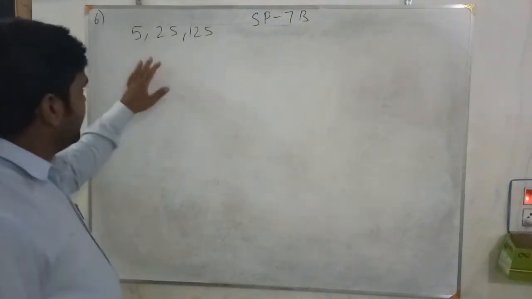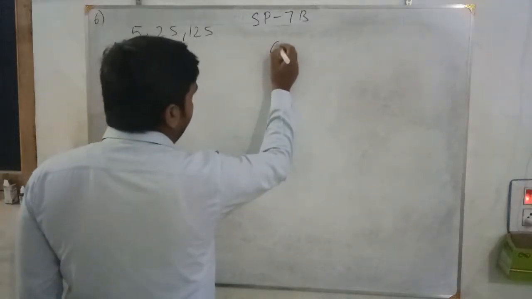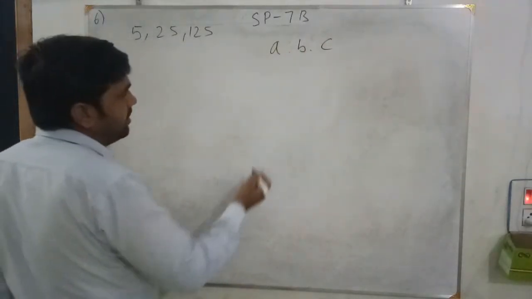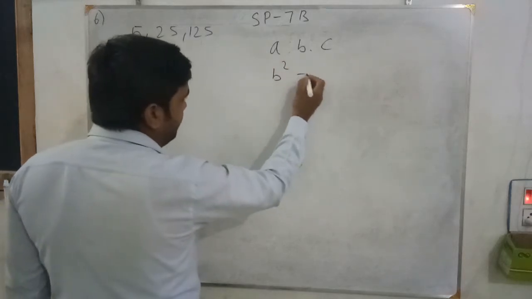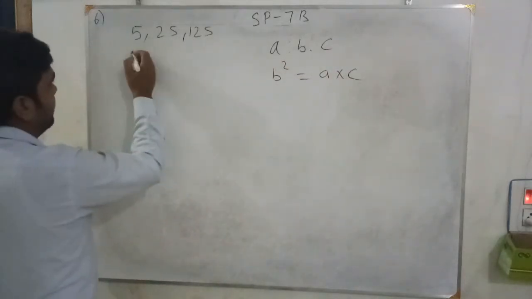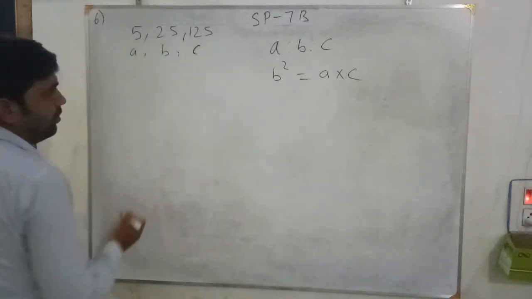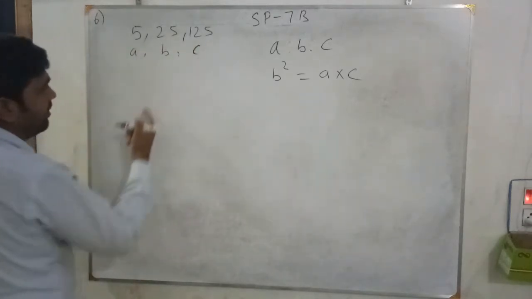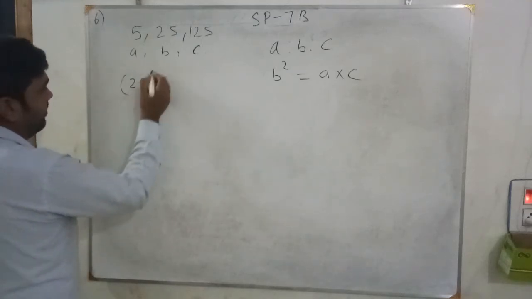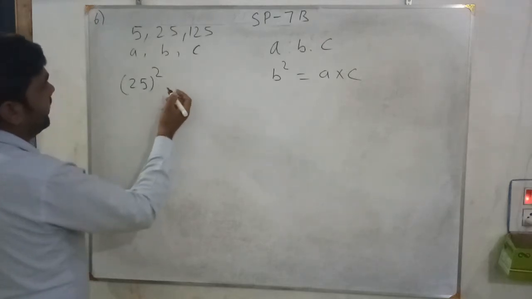In order to show that it is in continued proportion, if any numbers are in the form a is to b is to c, then continued proportion says that b square is equals to a into c. So first we find here this number is a, this is b and this is c. First we find the square of the middle number, b square, so 25 square, and after that we find a into c.